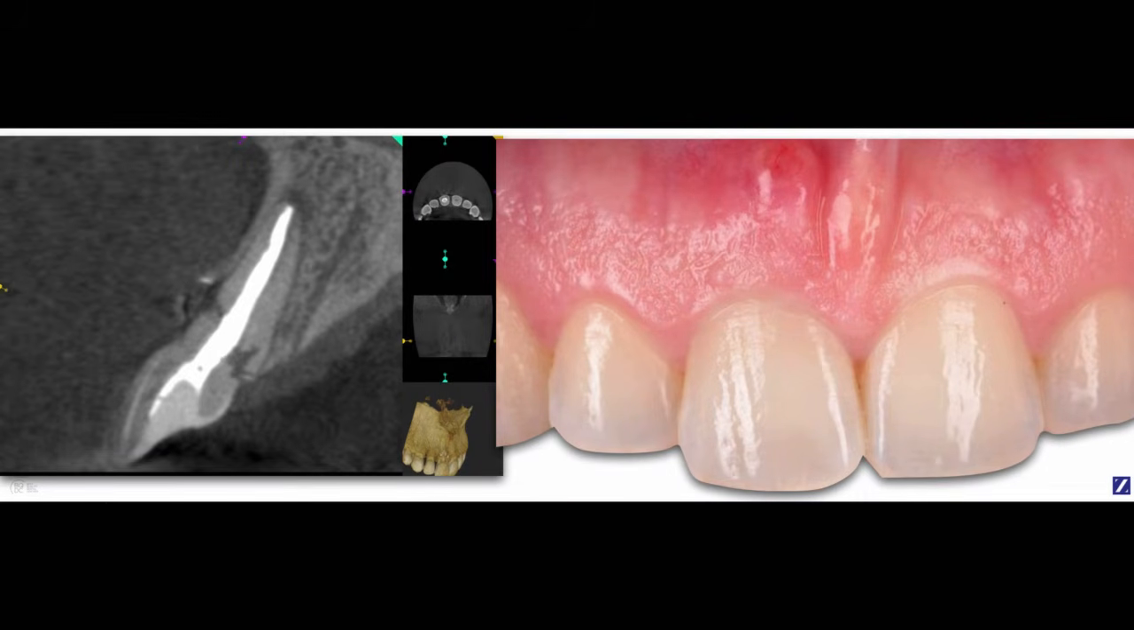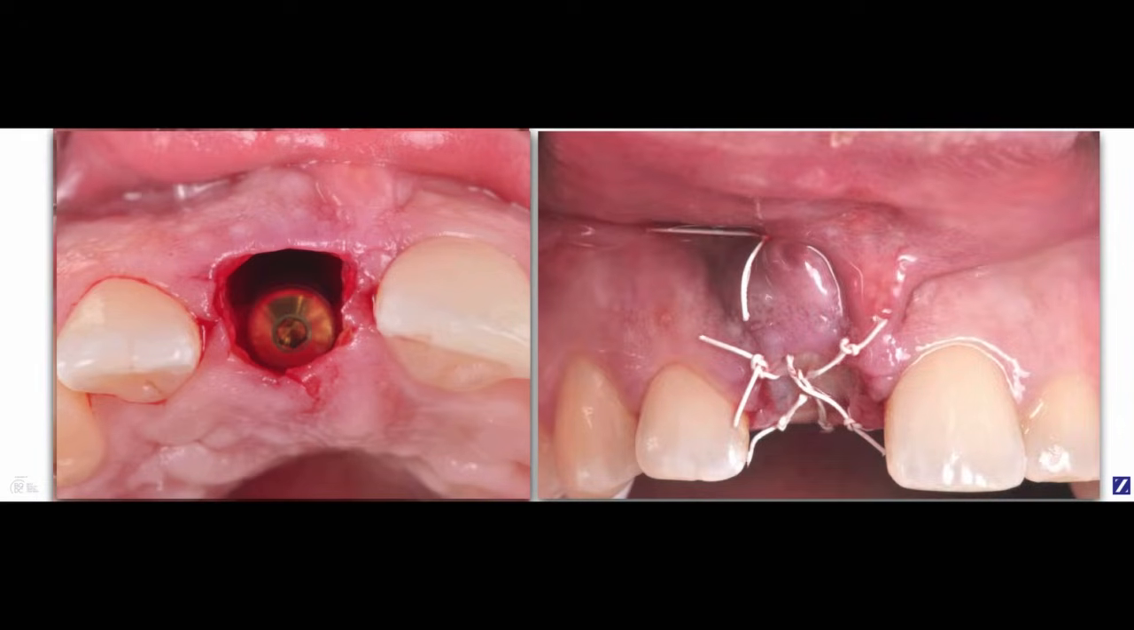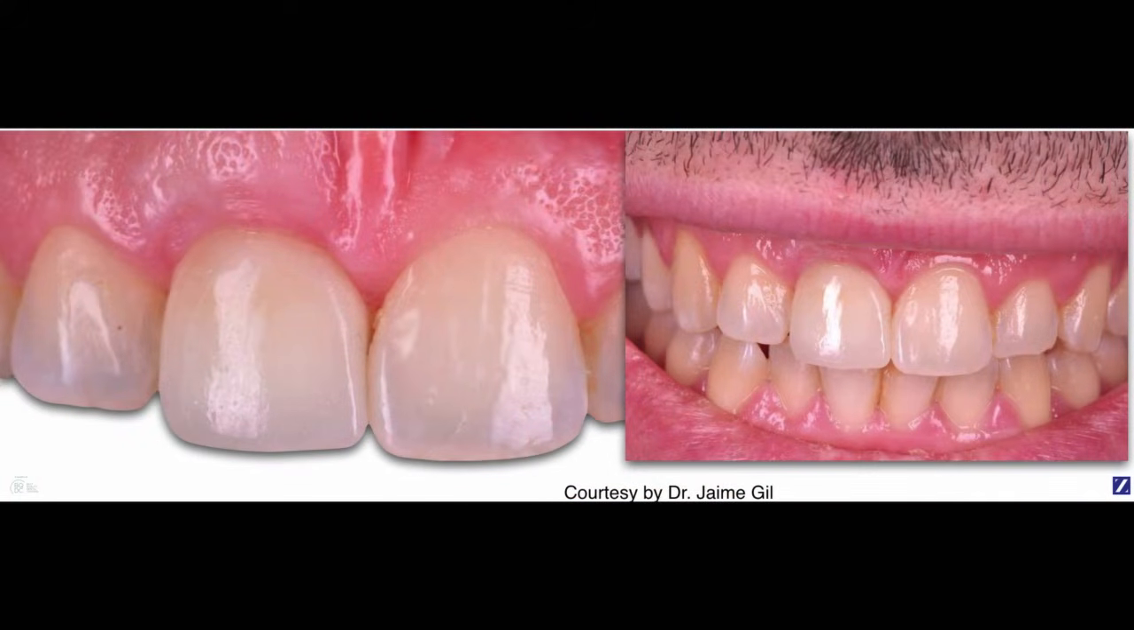Now here we have a patient with some distortion of the buccal plate in the coronal aspect. We performed the same procedure. Take a look at the extreme thinness of the buccal mucosa. Nevertheless, we were able to create a bilaminar bed with microsurgical instruments. The connective tissue is left exposed during healing. 1 week later, it should be revascularized if we have preserved the periosteum. And this is the final restoration by my partner, Jaime Gil.